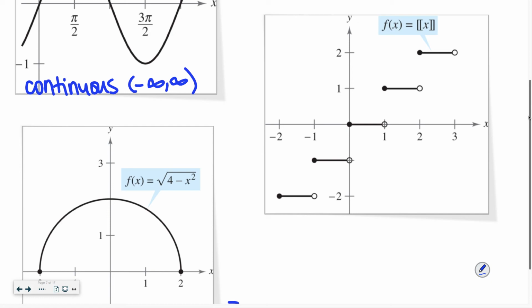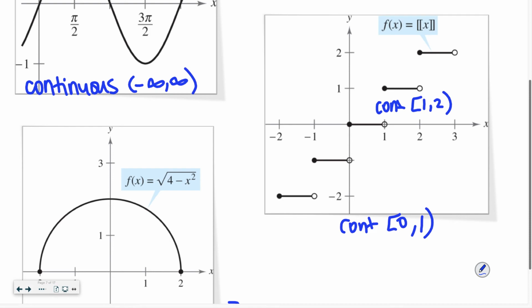It's the greatest integer function. Okay, so that stair-step function. Very obvious. Is it continuous? It is not continuous. However, we could say that we have continuity from 0 to not including 1, because we have continuity along that stair step. And we could say that we're continuous here from 1 to not including 2, because we have continuity along the stair step. But as an entire function, it is not continuous. Okay.